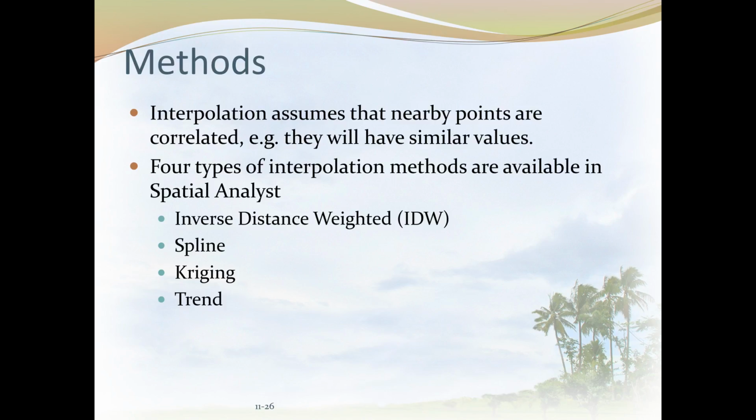Okay, the methods. Interpolation assumes that nearby points are correlated. For example, they will have similar values, and 4 types of interpolation methods are available in Spatial Analyst: IDW, spline, kriging, and trend. I think I have used all of them during my many past years of using ArcGIS. So 4 different interpolation methods are common: inverse distance weighted (IDW), spline, trend, and kriging. Each method uses different assumptions and different means to obtain the result.